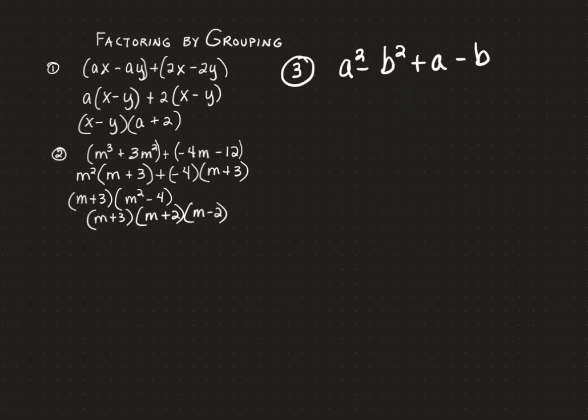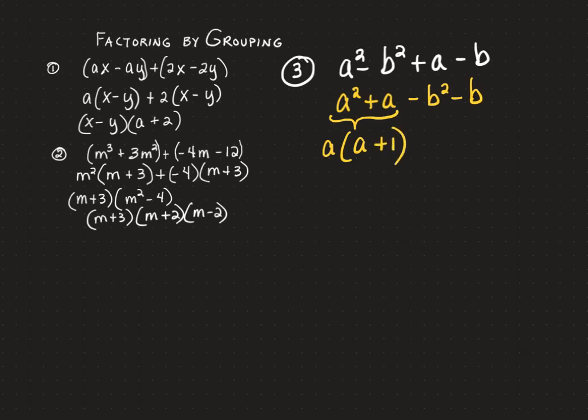First, let's rearrange this. Let's put our a's together, a squared plus a, and then our b's together, minus b squared minus b. Okay, so out of the first two terms, I'm going to do this a little bit differently in my notation. I'm not going to separate it with parentheses. You can go ahead and do that if you want to, but I'm going to find the greatest common factor of those two terms and put the parentheses in now.